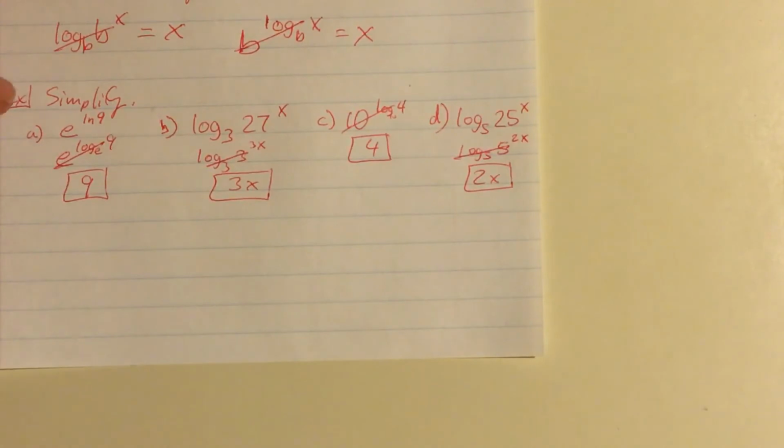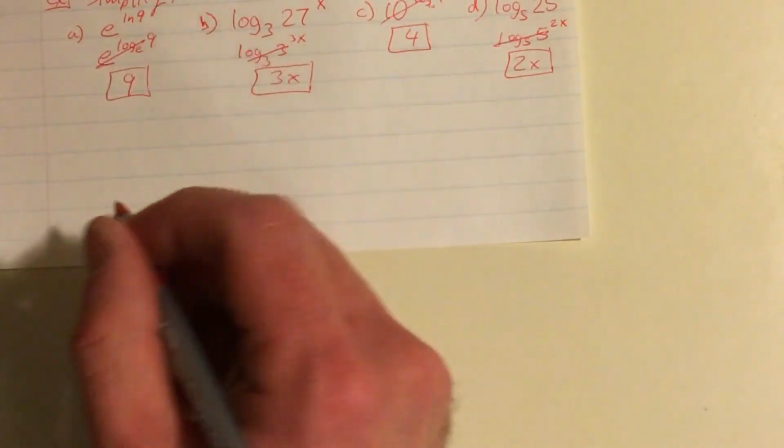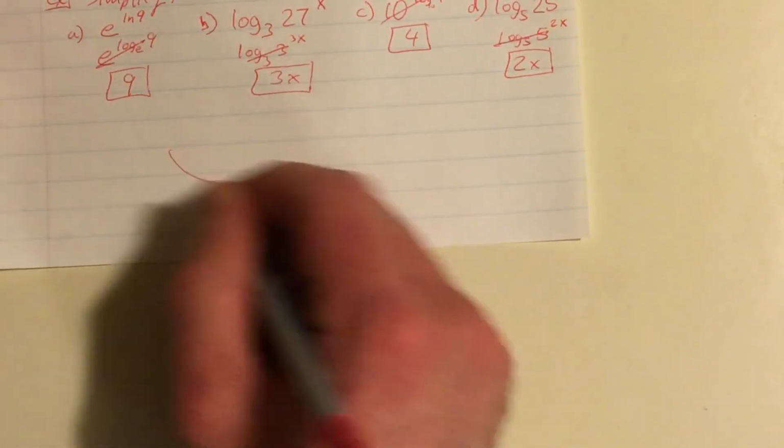So, I think maybe I'm going to go ahead and move over to the other side here. Our instructions are: find the inverse of the function. And let's start out with a pretty straightforward one. y equals 8 to the x power.